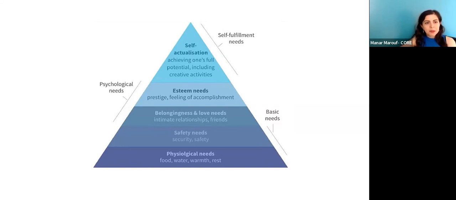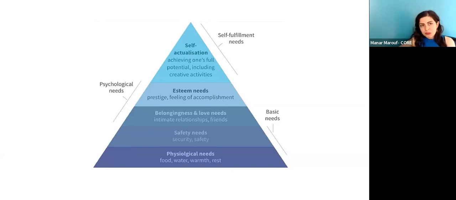And then when we go a little bit higher in this pyramid, there will be psychological needs, like feeling that they belong, having friends, having relationships, feeling that they have accomplished their goals. And when you go up to the top of the pyramid, these are the self-fulfillment needs, which concern achieving one's full potential, feeling that you have the agency and control of your life. So thinking about our clients, the newcomers, and their needs, it gives us a perspective on how we approach providing those services.